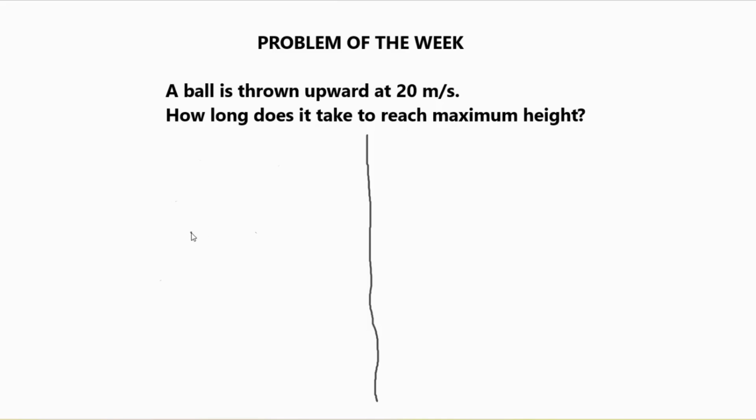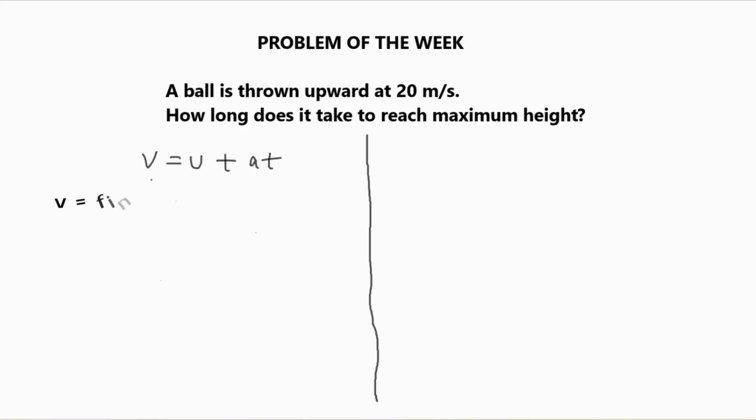This is the solution to the problem of the week. The question is, a ball is thrown upward at 20 meters per second. How long does it take to reach maximum height? To solve this, we use the equation of motion, which is V equal to U plus AT.